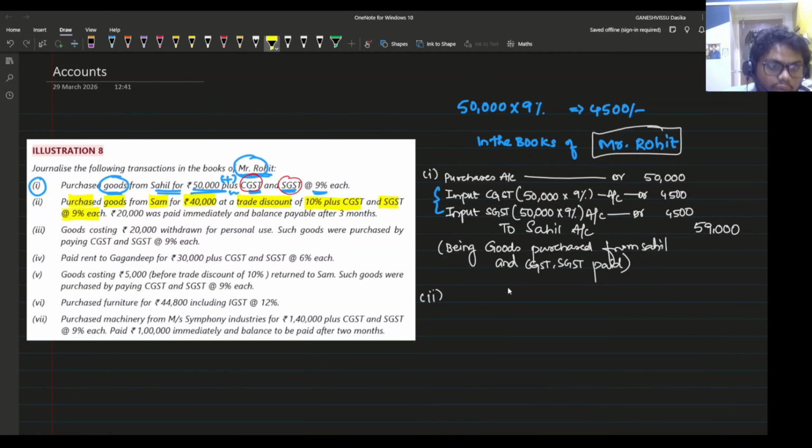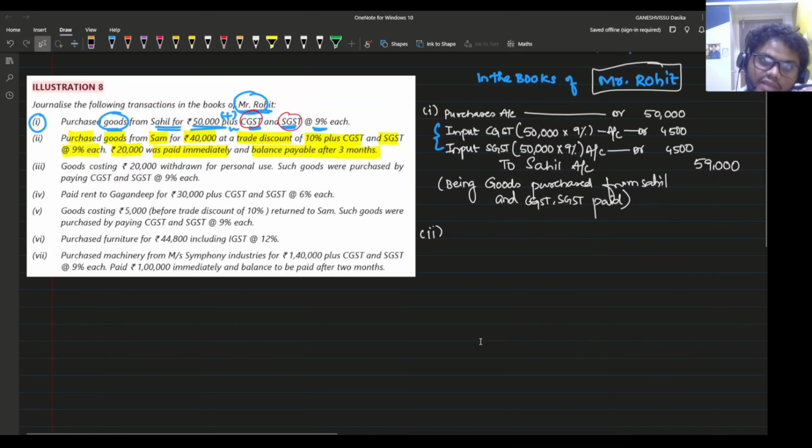What happened? 20,000 was paid immediately, and the balance is payable after 3 months. But my question is, why did he mention trade discount? Because he might have purchased goods in a lot, in more than 10 or 20 quantities. So if we purchase more than the quantity we require, then the person who is selling will give us some discount.